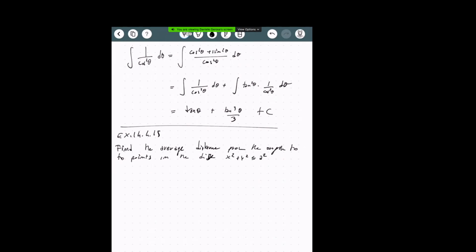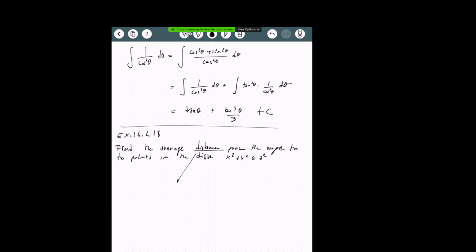So we have seen already how to compute averages, and we have seen how to compute averages of some functions. Now we don't have a function apparently, but it says the average distance. So this is the keyword, the distance.